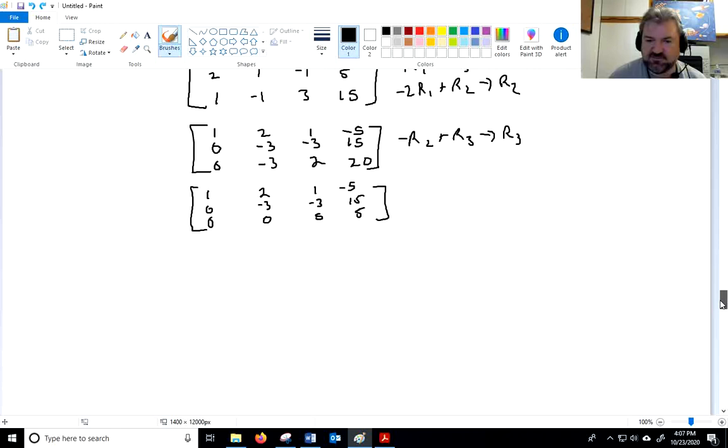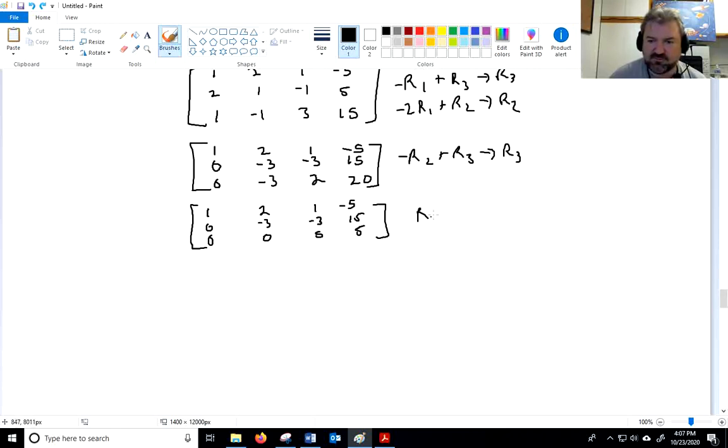So now I need to divide row 3 by 5 and store it back into itself. So that gives me 1, 2, 1, -5. 0, -3, -3, 15. 0, 0, 1, 1.